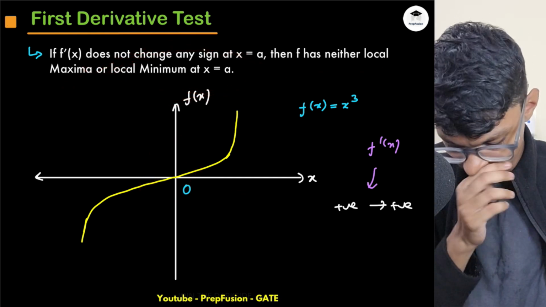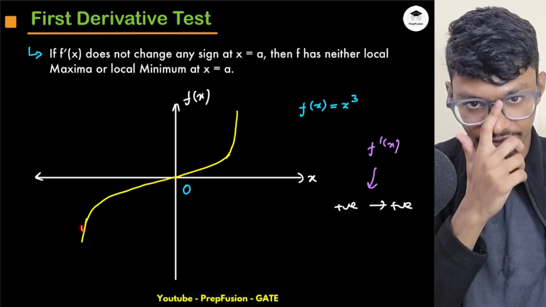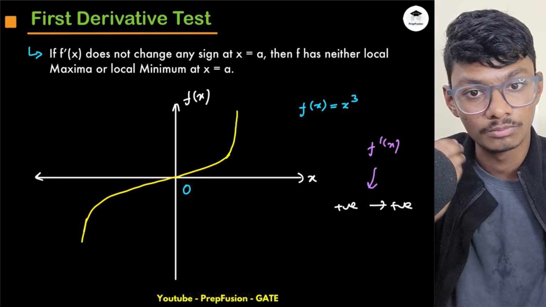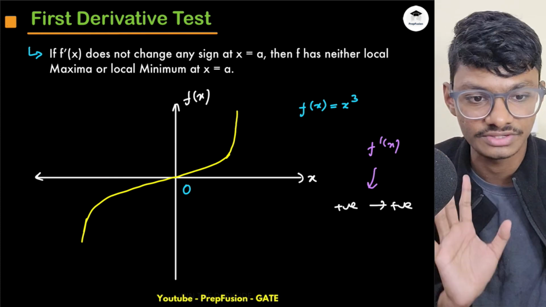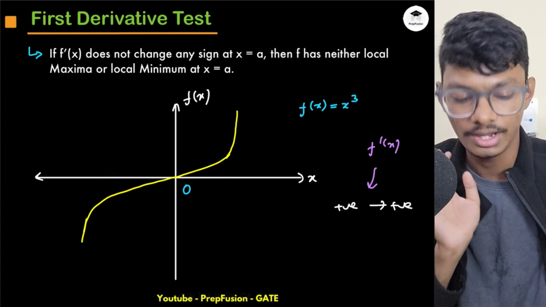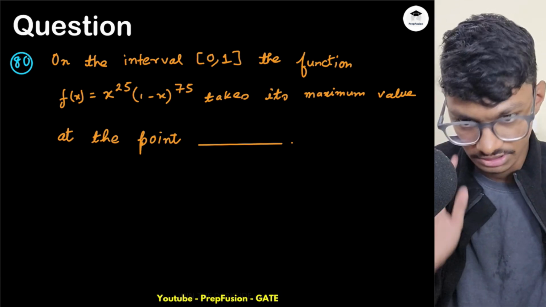This isn't a point of local maxima or minima, because just before this the value was low, just after this the value is high. So this is like a monotonically increasing function. We have already studied this. This is a monotonically increasing function. This is not a point of maxima or minima. After solving these questions, we'll understand this better.